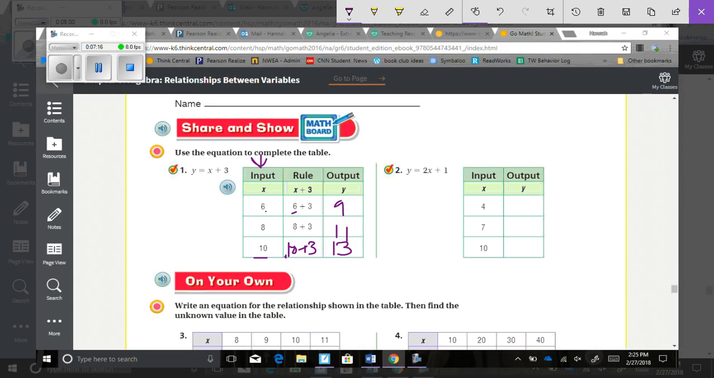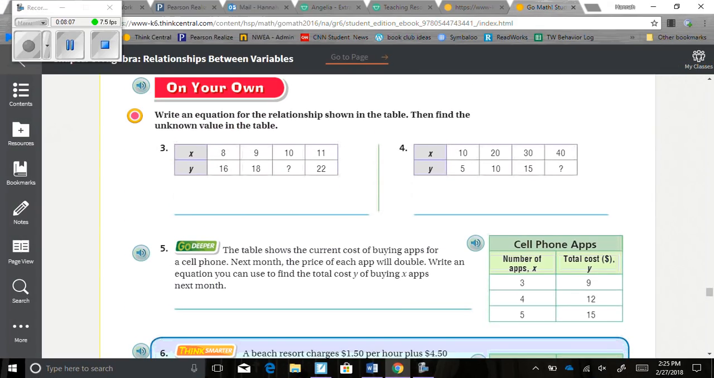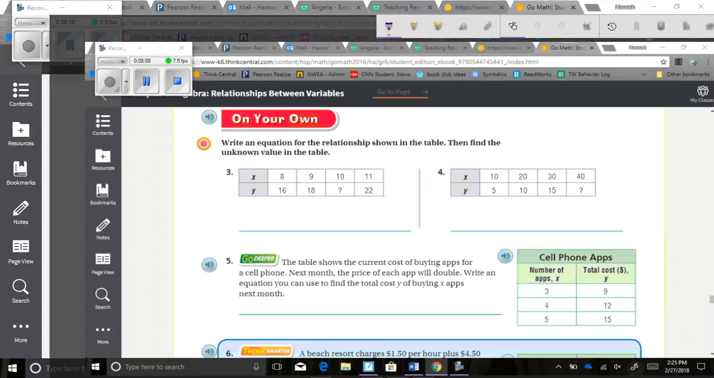I'm going to have you guys try number 2 on your own. Number 2 of this exercise, do it on your own. Now we're going to look at number 3 together.